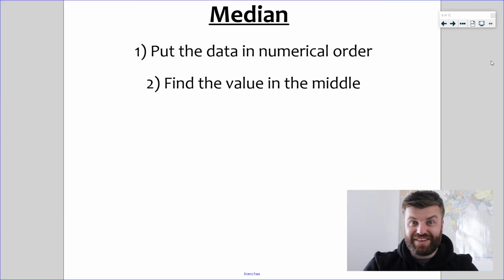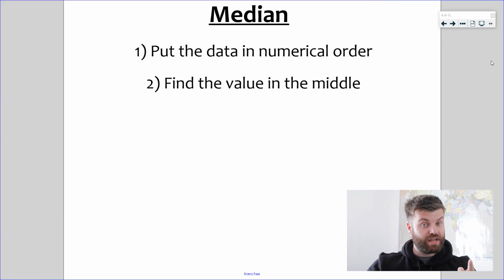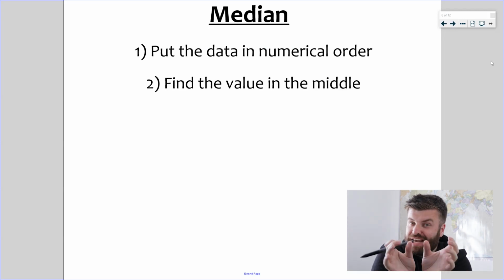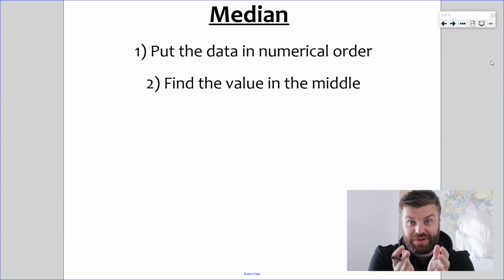So quick recap, median, put the data in numerical order. And then if you're lucky, you're going to have one piece of data right in the middle. But if there are two, find what's in the middle of those.